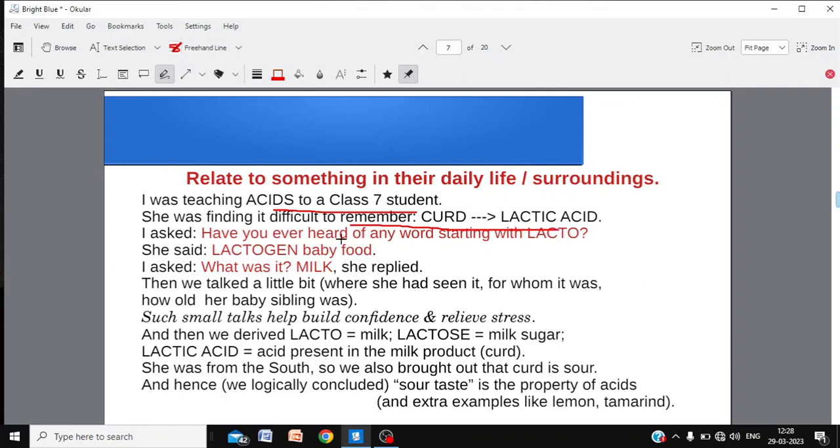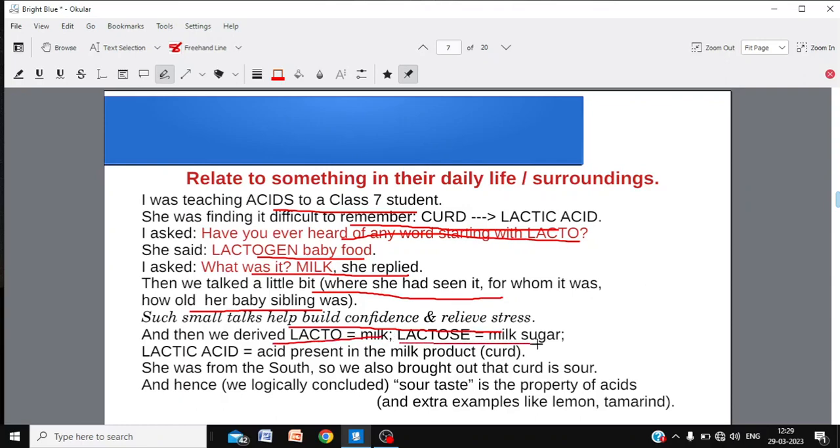So I asked her, have you heard of any word starting with lacto? And she said, lactogen baby food. And what is lactogen baby food? She replied, milk. Then we talked a little bit about where she had seen it, for whom it was, how old her baby sibling was. Such small talk helps build confidence and relieve stress. And then we derived that lactogen means milk, so lacto means milk.